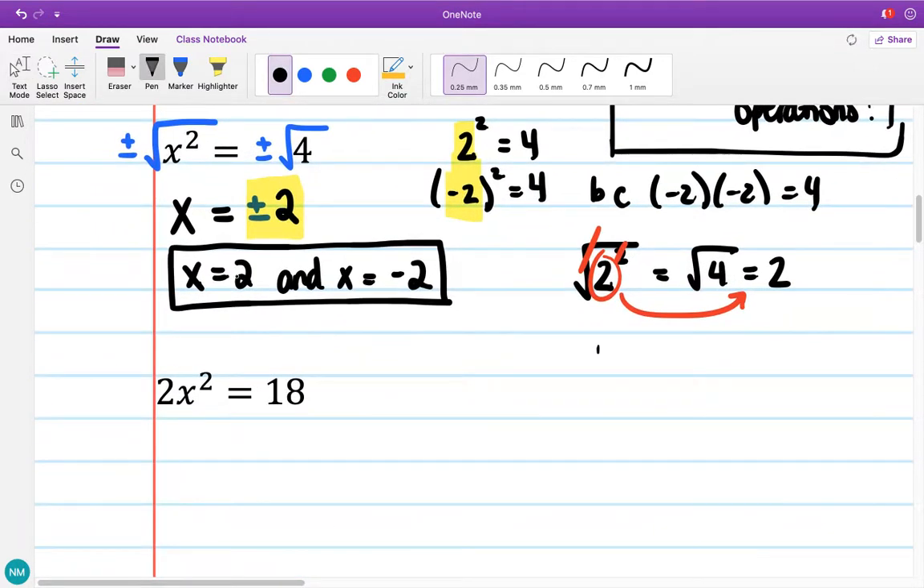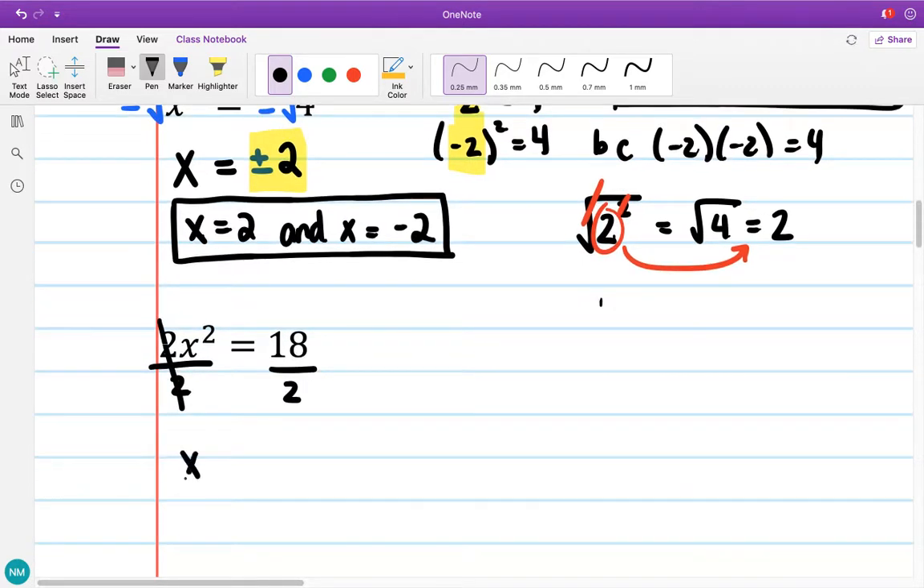Now, we need to isolate the x squared. We can't just do this. This is the biggest mistake you can make. You have to first get the x squared by itself. So the first thing I'm going to do is divide by 2. I'm going to get that x squared by itself. This goes away, and so I get x squared equals 9.